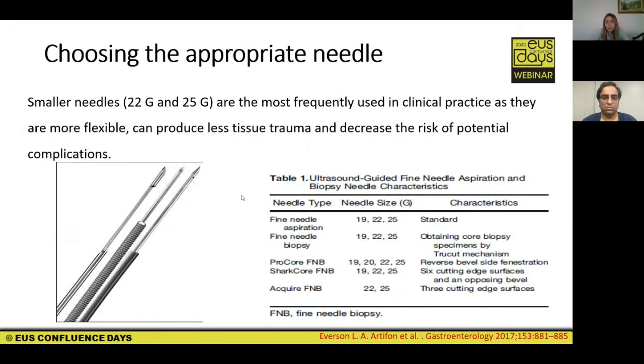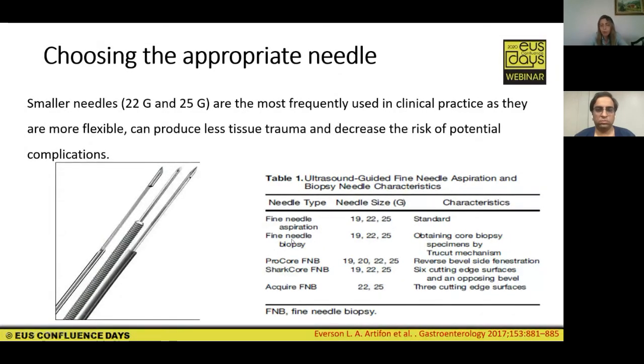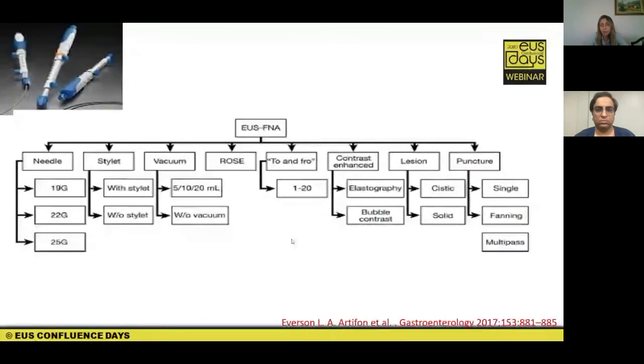We generally prefer a 20 gauge needle. When we need a core biopsy, we can prefer ProCore, SharpCore, and the other FNB needles. For cystic lesions, a single pass is generally advised. For solid or mixed lesions, fanning or multipass can be used.